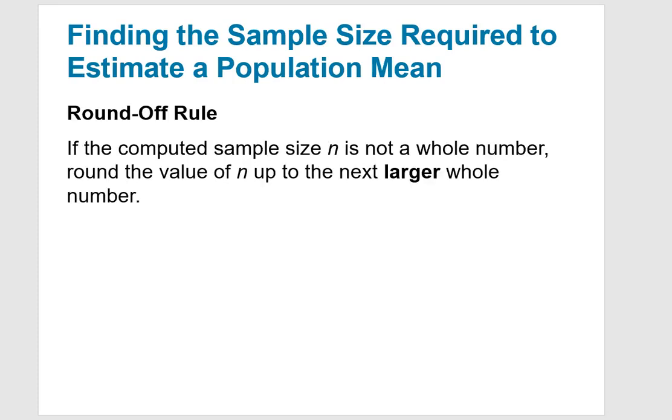Round off error is, again, exactly the same. If you have a 0.1, you have to round it up to the next whole number because you're talking about people. So always round up to the next largest whole number because you're talking about surveys or samples that you need.